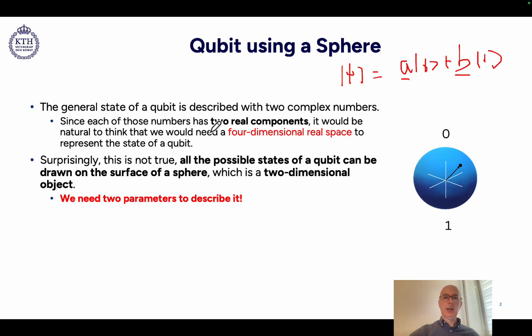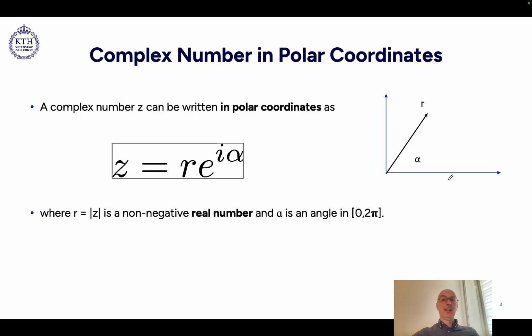So we expect to have a four-dimensional real space when describing a qubit system. Surprisingly, I will show in this lecture that all the possible states of a qubit can actually be drawn on the surface of a sphere of radius 1, which is a two-dimensional object, right? It's a sphere, and therefore we will need just two parameters to describe it. So we can describe the quantum state just using, for instance, two angles, one called theta, another one called phi. So let's look quickly at the derivation.